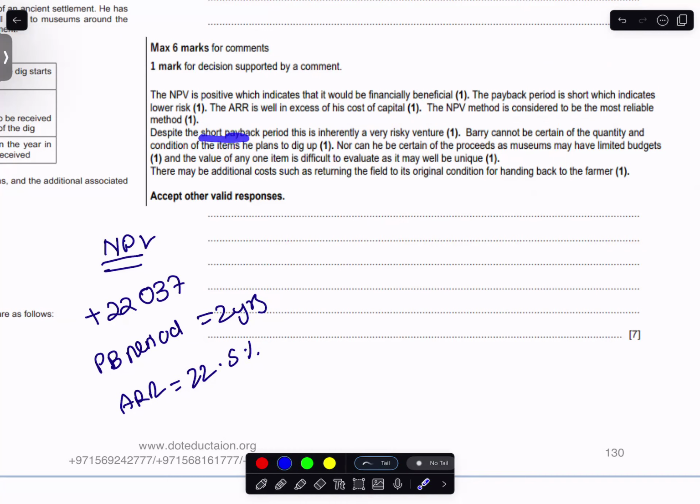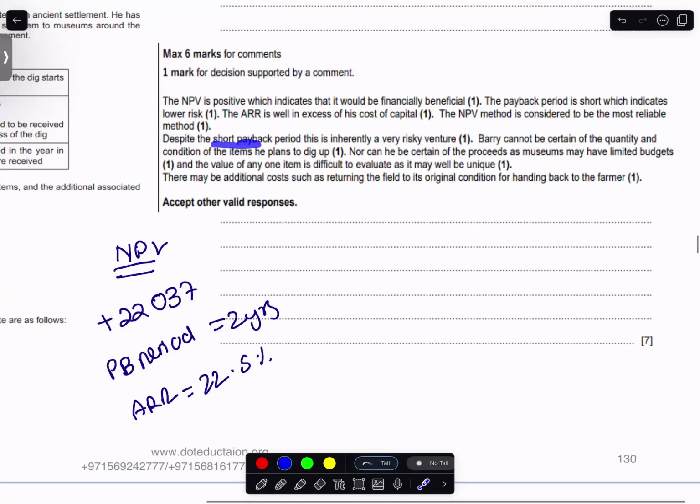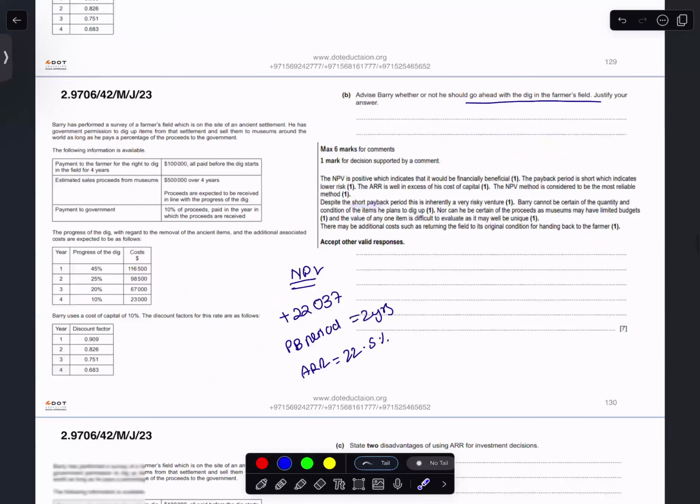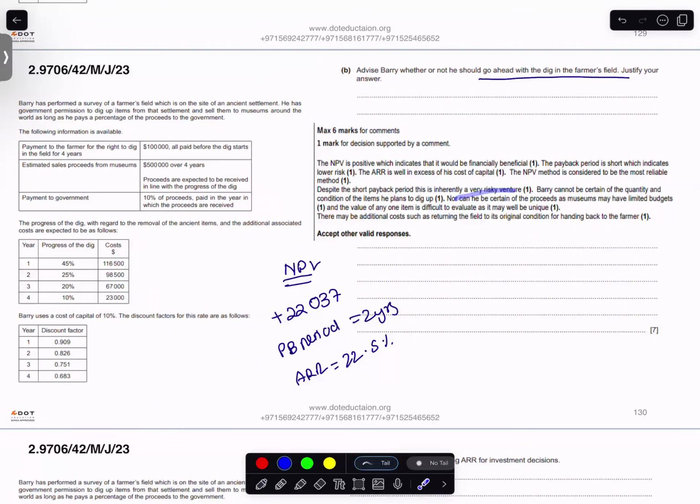Though there is a short payback period, you have to say something negative also, right? Although it is a short payback period, it is a risky venture. He might not be certain about his plan of digging. He might not be able to have sufficient cash flows. His cost can be more. Now, this you have to write briefly. But as per the techniques, he should go ahead with digging the farm field.